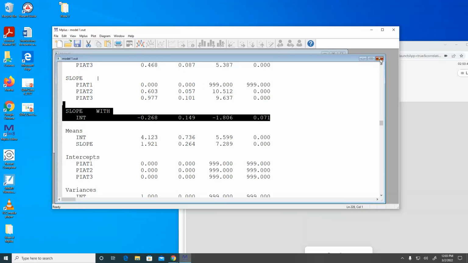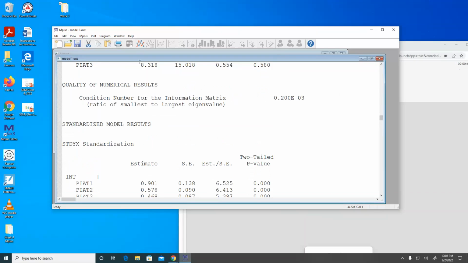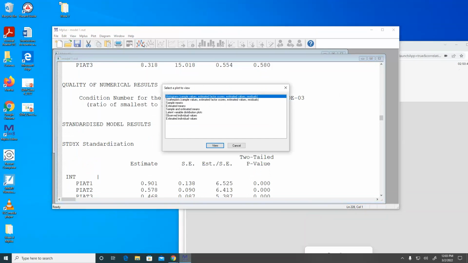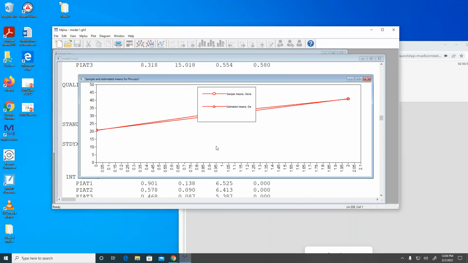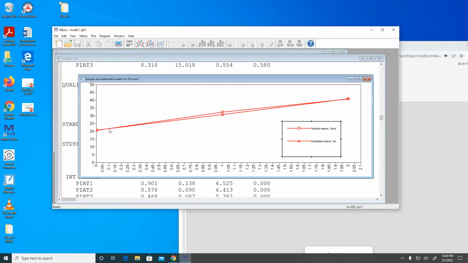All right, so that's the first model. Oh, hey, let's look at our plots. Let's see here. Let's look at our sample and estimated means. Okay, view. Okay, I can move that. So it's not the prettiest plot. I wouldn't use it for any publications or anything, but you can see here that it's mapping out the sample means.